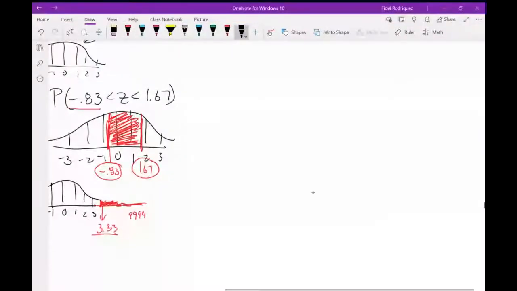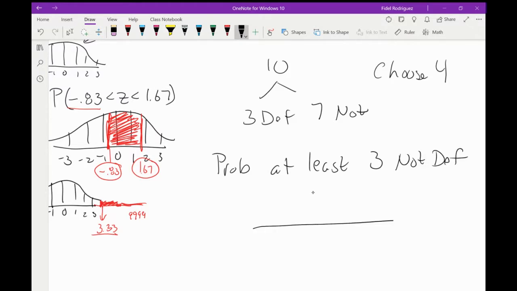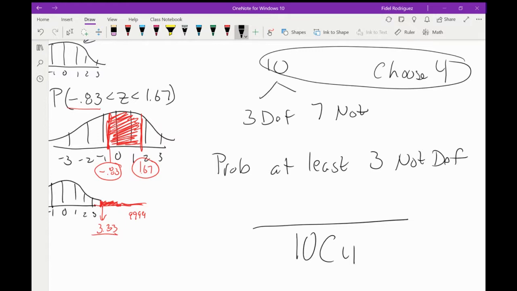Okay, so when I'm doing a problem like this, the idea is, we had a total of 10, 3 are defective, 7 are not, and we're going to choose 4, and we're looking for the probability that at least 3 are not defective. I usually work with my denominator to begin with, because I think the denominator is always going to be the easier part. This is going to be my denominator. I have 10 of them. I'm going to choose 4.